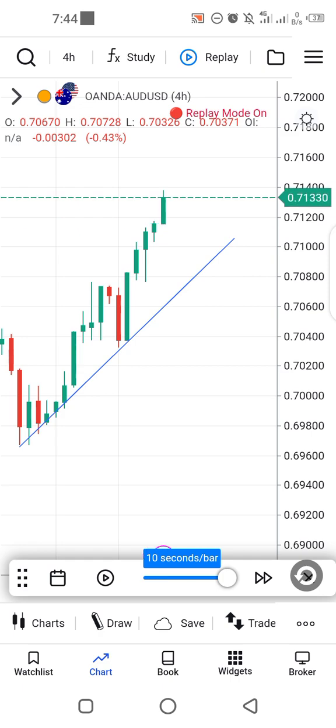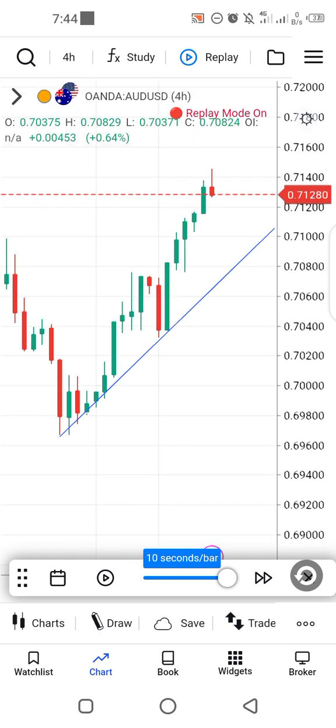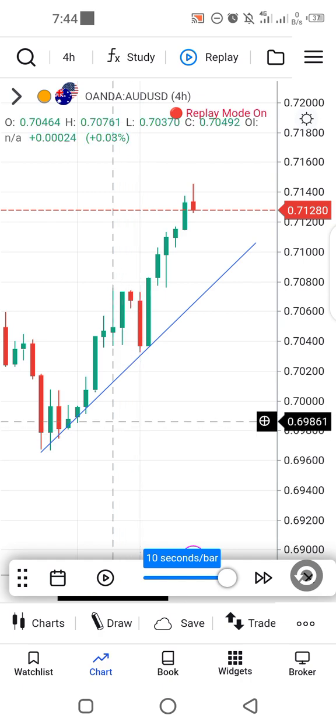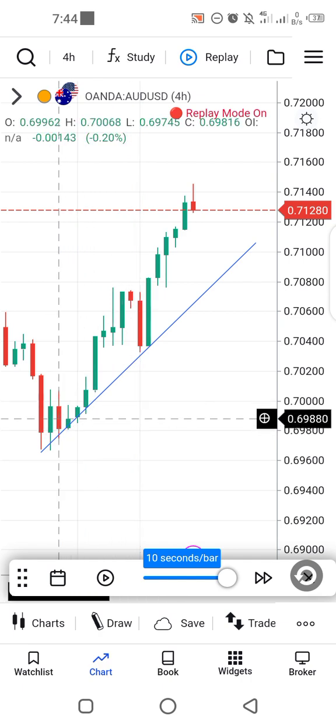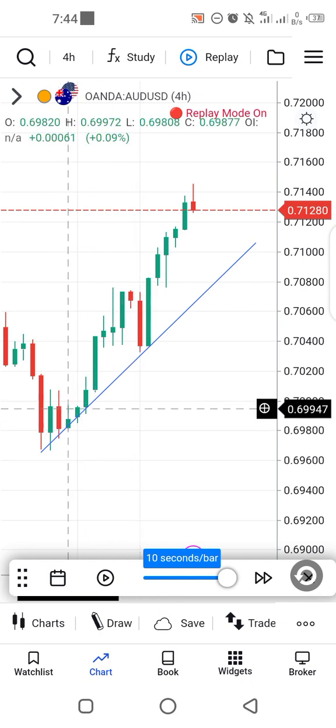Wow, it's moving up here. You can see why sometimes it's good to hold your trade for a while. Don't be in a hurry to come out of your trade, because that's how you can make money. If you're always in a hurry to come out, how will you make the money? So you have to have that patience.